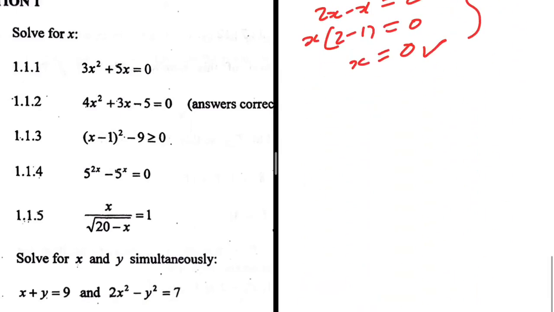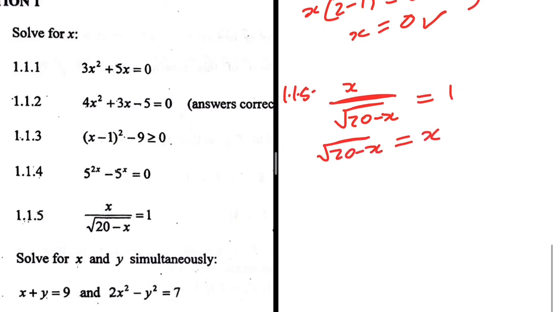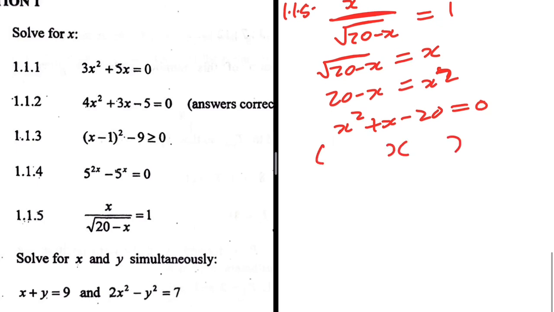1.1.4. Let's take a look at 1.1.5. We have x divided by the square root of 20 minus x. This is equal to 1. If we cross multiply, we're going to get the square root of 20 minus x being equal to x. So squaring both sides, we get 20 minus x being equal to x squared. So we're going to have x squared plus x minus 20 being equal to 0. So let's solve. We are factorizing: two factors of minus 20 which, when we add, we get plus 1. Plus 1 is the coefficient of x. So what are those two factors?